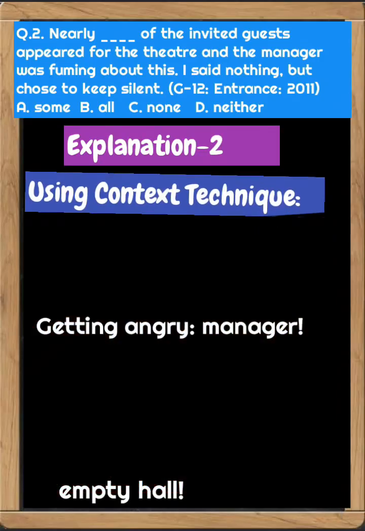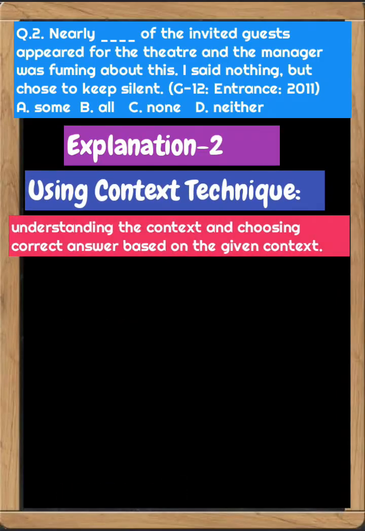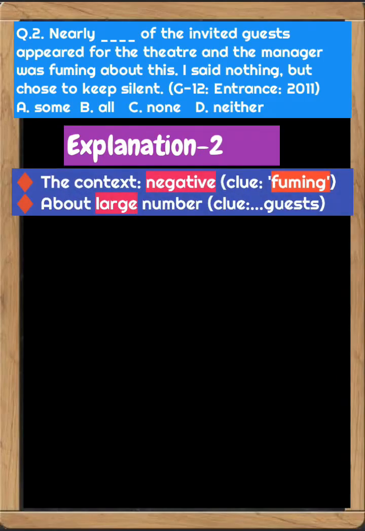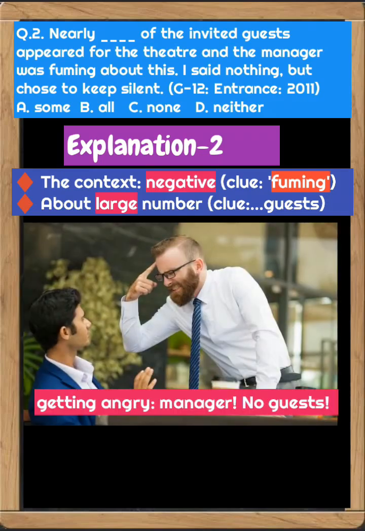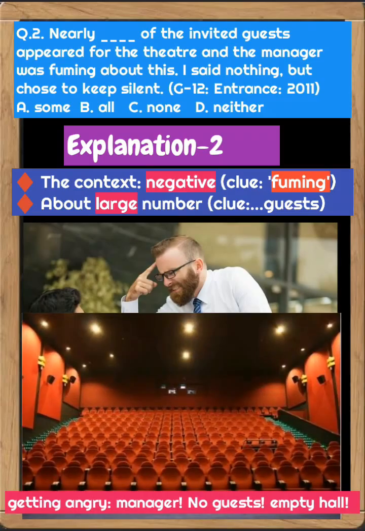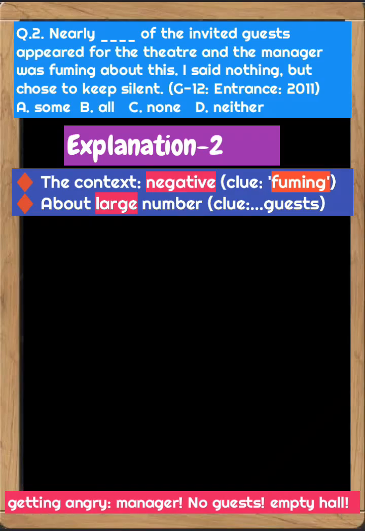Again, this question can be answered by applying context technique. Look, based on the given context, it is clear that the given context is about negative idea. As a clue, look at the word "fuming". The word fuming means getting angry. And also the nature of the quantity is about a large number. As a clue, look at the word "gusts".